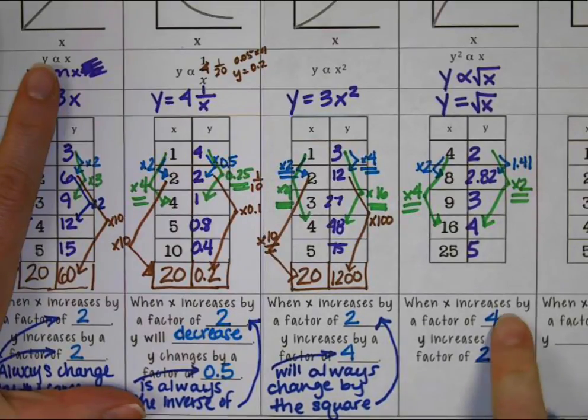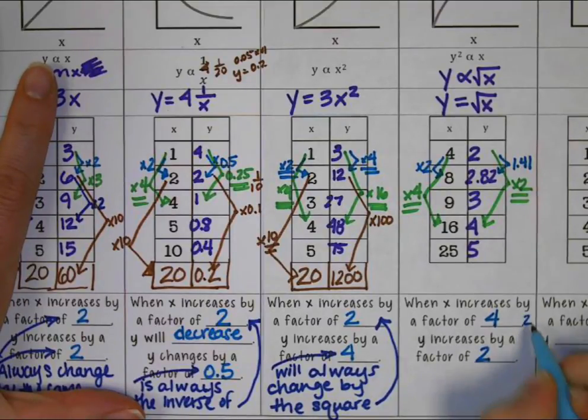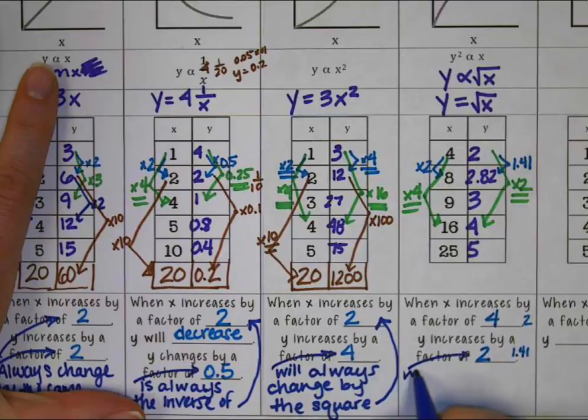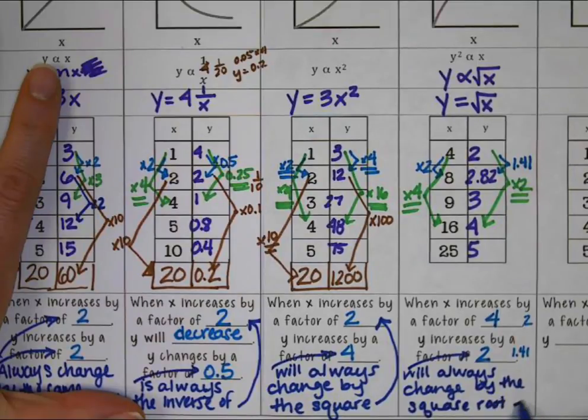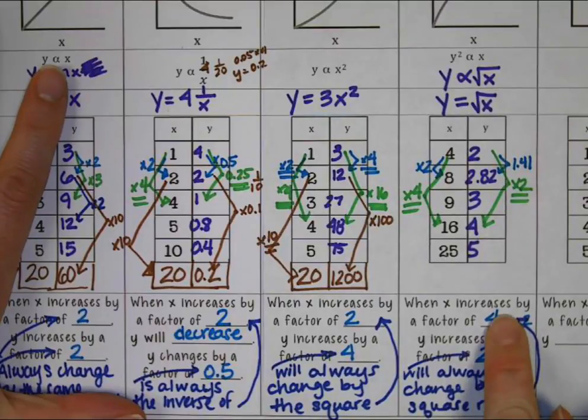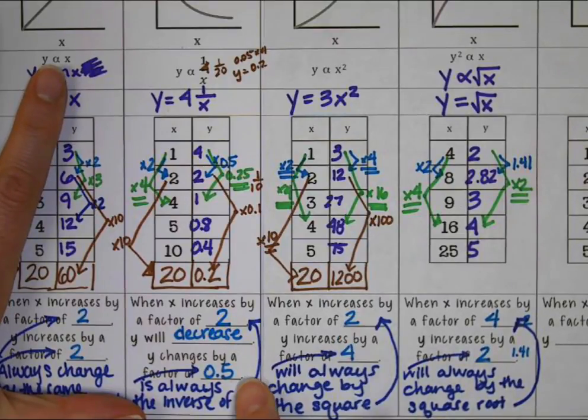And again, a point, these numbers could really be anything. I'm just trying to show an example of what they would be. We could have written 2 and 1.41 here, or 9 and 3. It's just trying to show that relationship that we'll write out. So y will always change by the square root of how x changes. So again, this one is always the square root of that. This one was always the square of that, and this one was always the inverse of that. This one was always the same.